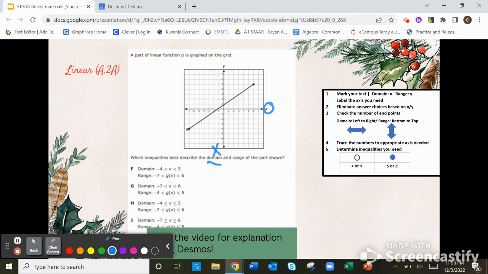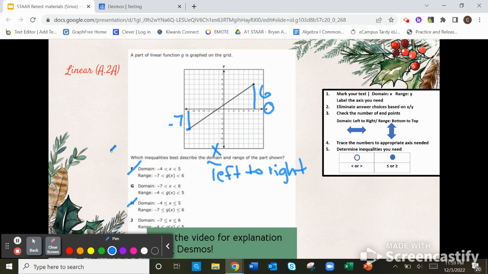As far as number of endpoints go, I do have 2 points, and I do have 2 numbers in all solutions here, so again, I cannot eliminate anything. Domain goes from left to right, which means I'm going to look at the point furthest to the left, follow that x value, and I see that it's -7. The point furthest to the right, I see that it's 6. So if I go back to my answer choices, I see domain -4 and 5. I can go ahead and eliminate that. Domain has -7 and 6. Okay, that can work. H cannot work. And then J possibly can.